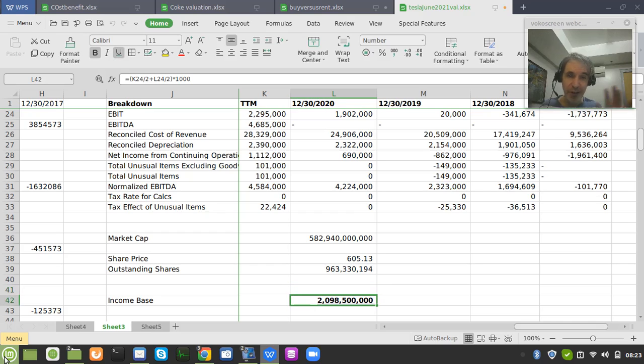So we're going to have an income base of $2 billion basically. And that's basically 50-50 between the two values if we look at over here.